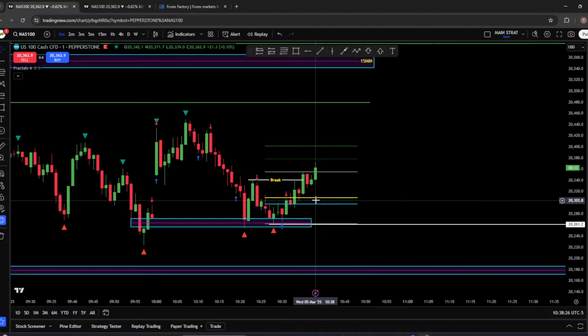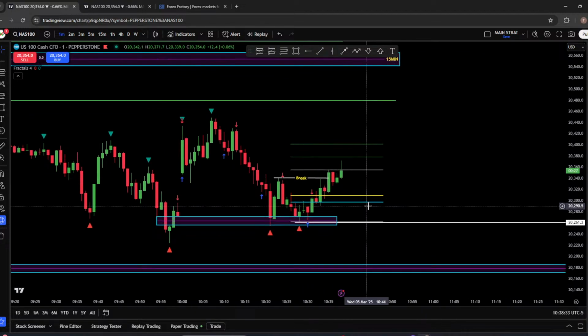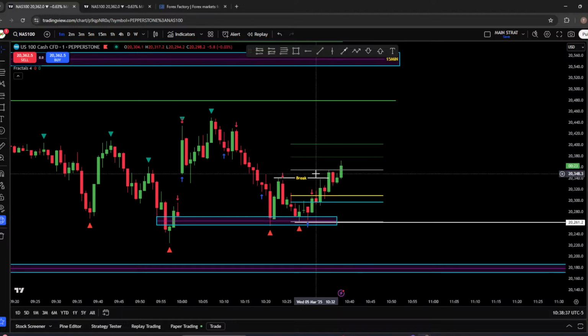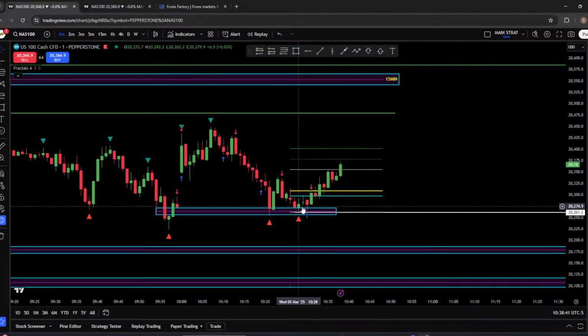If you had the 15-second chart, that'd probably be your swing low, swing high, and then you could take a trade somewhere in there. But yeah, that was a pretty good trade.